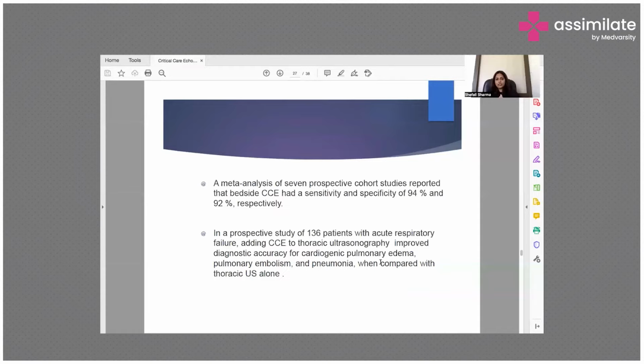A meta-analysis was done of 7 prospective cohort studies, which reported that bedside echocardiography had a sensitivity and specificity of 94% and 92% respectively. And in a prospective study of 136 patients with acute respiratory failure, adding echo to thoracic ultrasonography improved the diagnostic accuracy for cardiogenic pulmonary edema, PE, and pneumonia, when compared with thoracic ultrasound alone.